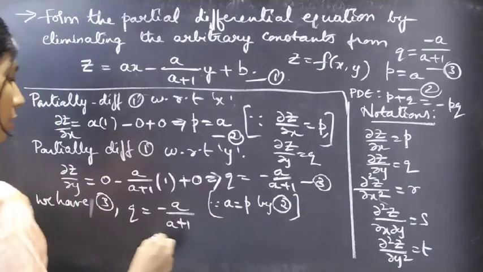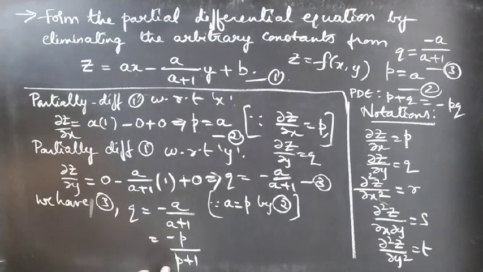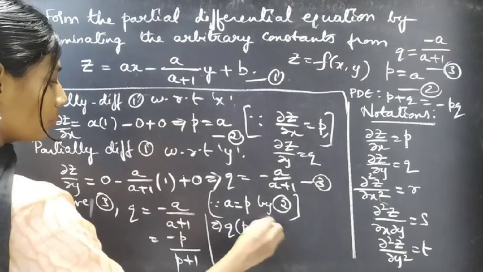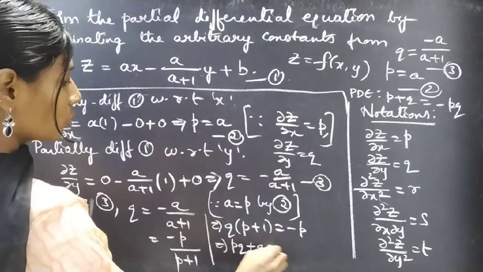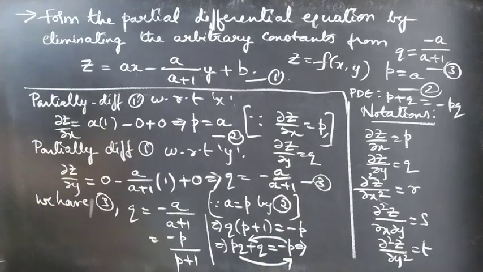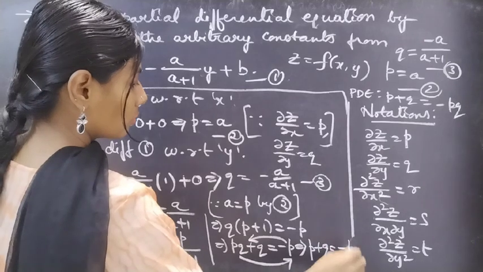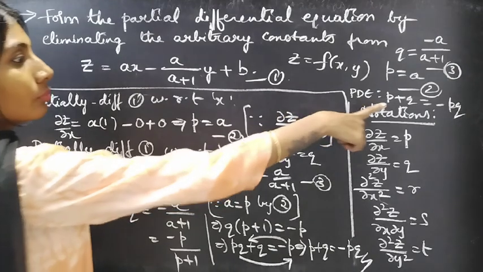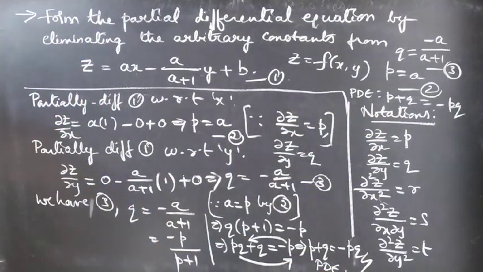Just substitute it, you'll get minus p by p plus 1. Now bring this p plus 1 to LHS, you'll get q times p plus 1 equal to minus p. Simplify it, pq plus q equal to minus p. Just bring this minus p to LHS, take this pq to RHS, we'll get p plus q equal to minus pq, which is the required partial differential equation. Okay, which completes the problem.